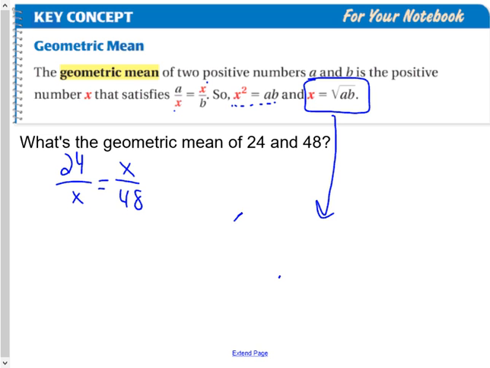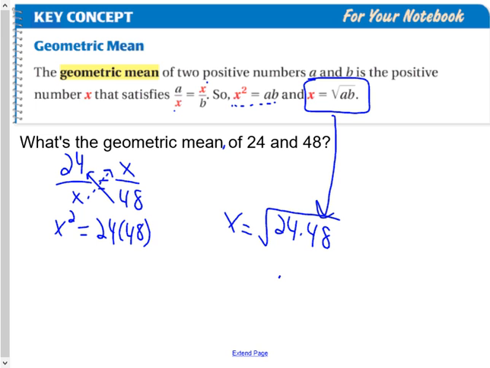x equals the square root of 24 times 48. And that's literally what we would get to. If you cross multiply, you get x squared is A times B, 24 is A, 48 is B. Square rooting, same spot. Generally how I like to do it is try to find some perfect squares here.